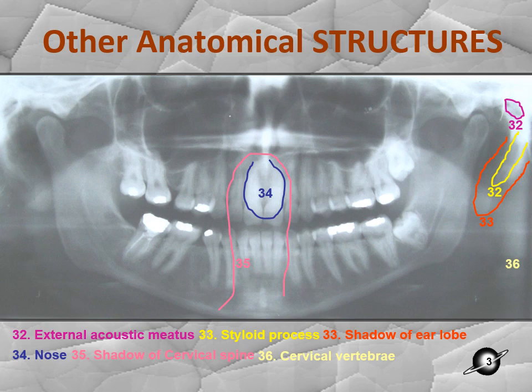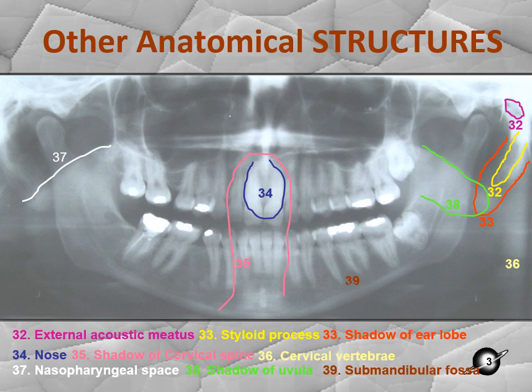Usually all the structures seen at the center, as I told you, can be appreciated on the right and left hand sides. Cervical vertebrae can be appreciated on both sides. Nasopharyngeal space, shadow of uvula, then thirty-nine, submandibular fossa.